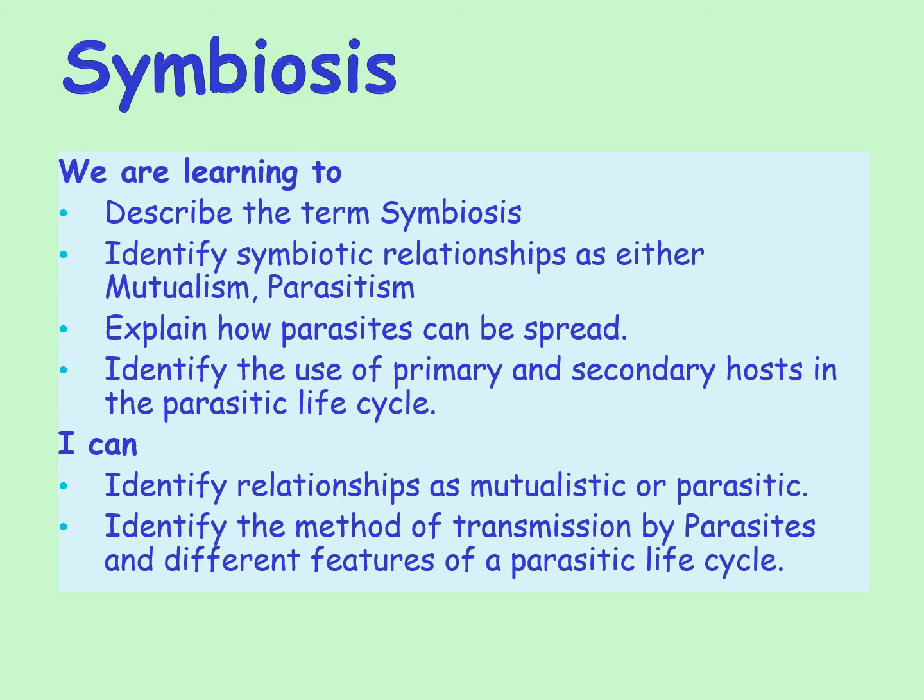So what we've been looking at today then is symbiosis, and symbiosis is a relationship between two organisms, and that can be split into either mutualistic relationships or parasitic relationships. And then we took a deeper look at parasitic relationships in terms of how parasites are transmitted, and then the use of primary and secondary hosts in a parasite life cycle. What I've put together for you in the Google Classroom is some activities for you to identify relationships as either mutualistic or parasitic, and some questions related to how parasites are transmitted and the life cycle of parasites.